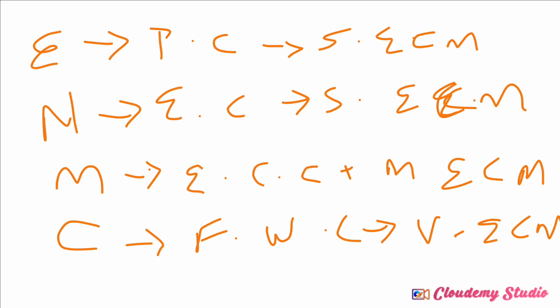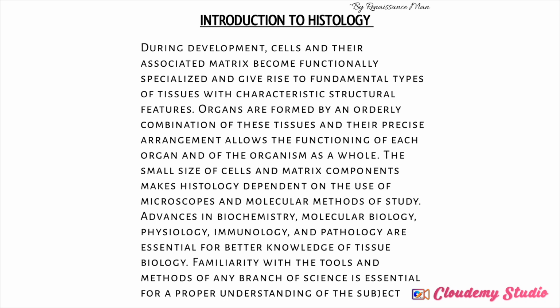Now, moving from there, during development, cells and their associated matrix become functionally specialized and give rise to fundamental types of tissue with characteristic structural features. And these form organs. What are the fundamental types of tissue? Those are the four types that I mentioned: the epithelial tissue, the connective tissue, the nervous tissue, and the muscle tissue. You understand? They have characteristic structural features.